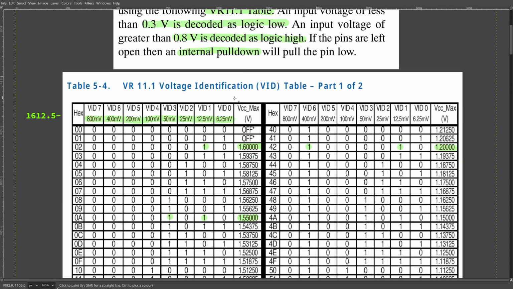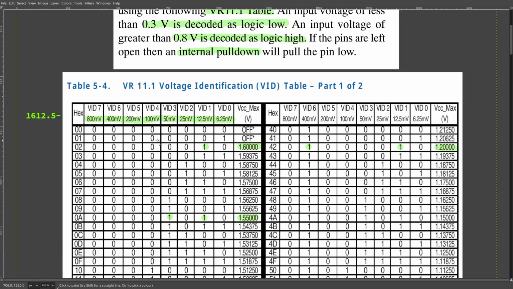So the way Intel VR 11.1 works is it's an 8-bit vid code. Basically, each vid has a certain millivolt value associated with it. So here, for instance, vid 0 is 6.25 millivolts, 12.5 millivolts for vid 1. Now you'll notice that every time it's doubling, which is really nice to work with. It makes the math even easier.